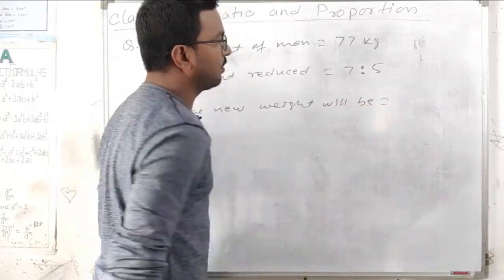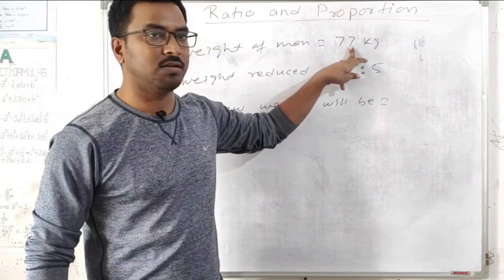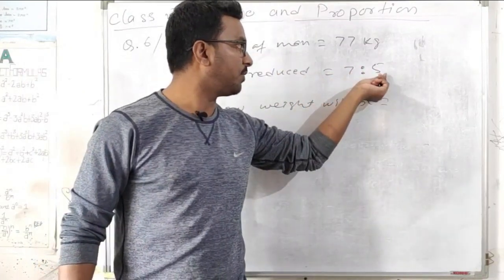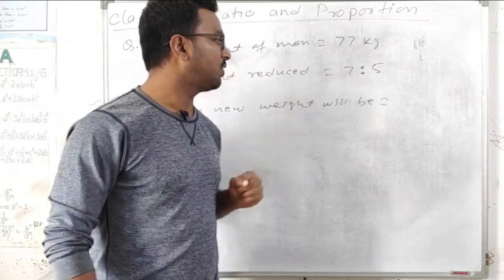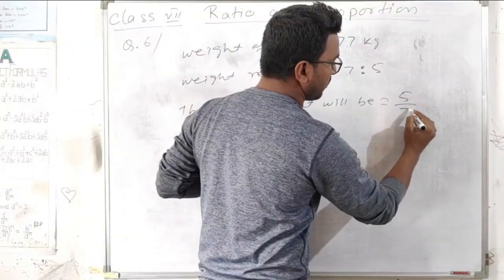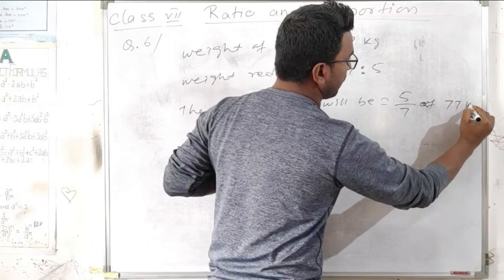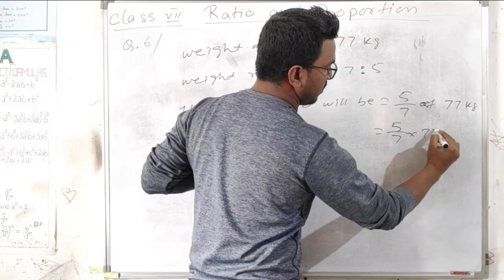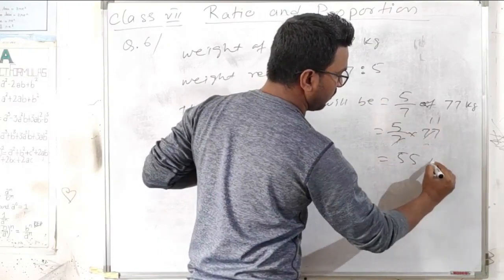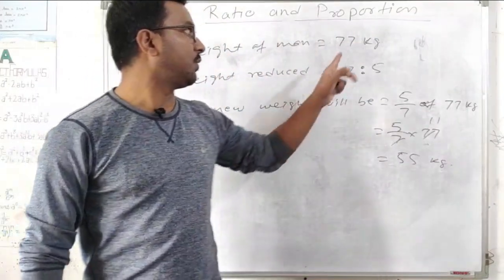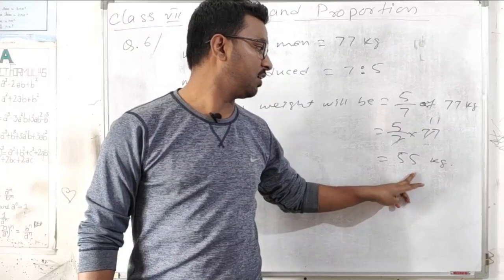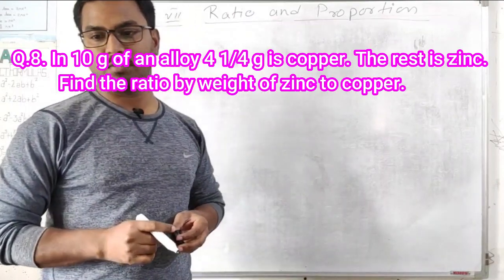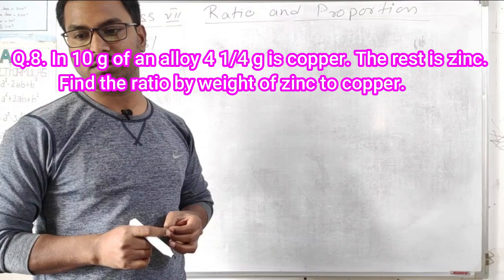will be equal to, here you see initially it was 77 kg, fine, and the weight reduced from 7 to 5. It means initially it was 7. So what we'll do, we'll take the reciprocal of this, 5 by 7 of 77 kg. Okay, so 5 by 7 into 77, cancel it, 11, it will become 55 kg. So from 77 it reduced to 55 kg. Okay, then only the ratio will become 7:5. Our next question is, in 10 gram of an alloy, 1/4 gram is copper.